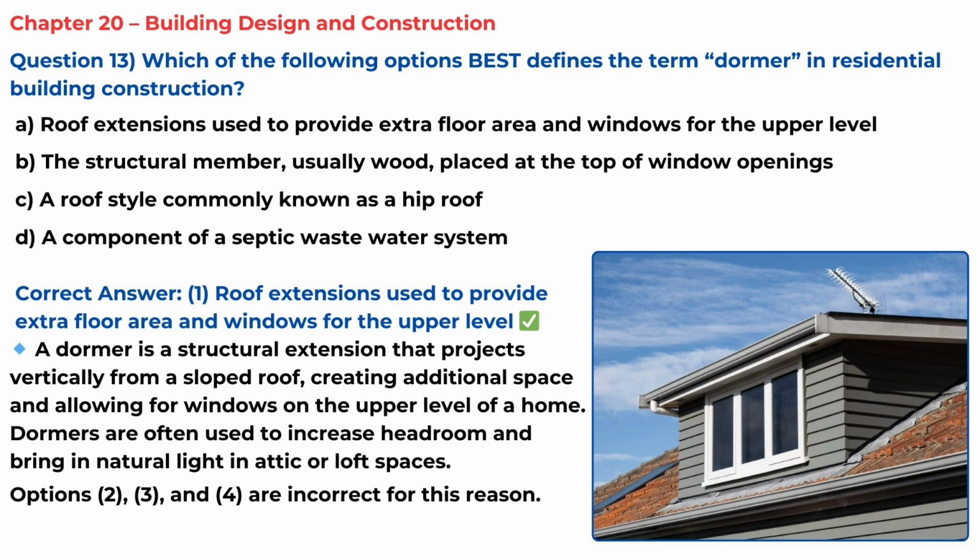A dormer is a structural extension that projects vertically from a sloped roof, creating additional space and allowing for windows on the upper level of a home. Dormers are often used to increase headroom and bring in natural light in attic or loft spaces. Options 2, 3, and 4 are incorrect for this reason.